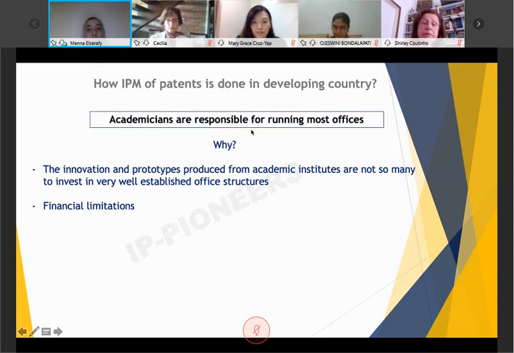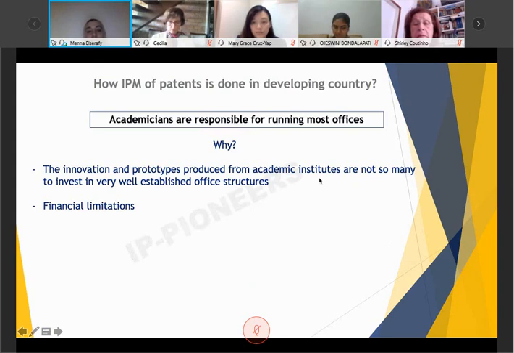So actually, how is IP management done in developing countries? The academicians are mostly responsible for running most offices, especially, for example, in Egypt. We have the TTO offices that academicians run. And why, of course, don't we have this very well-established structure?